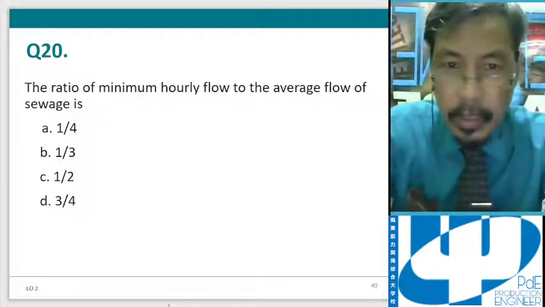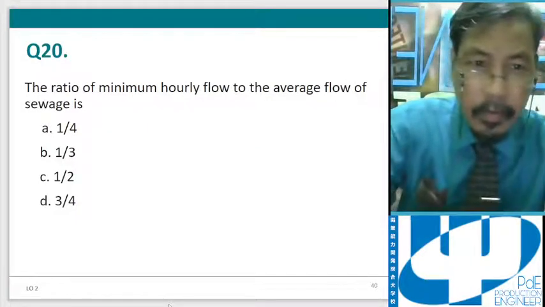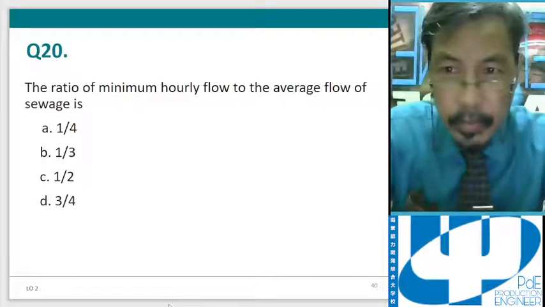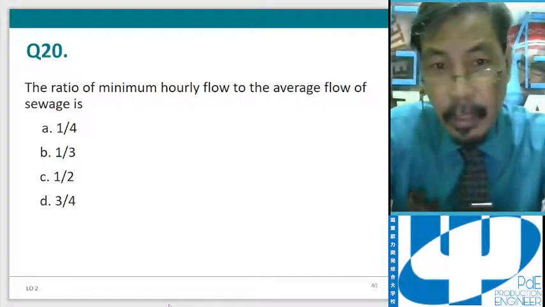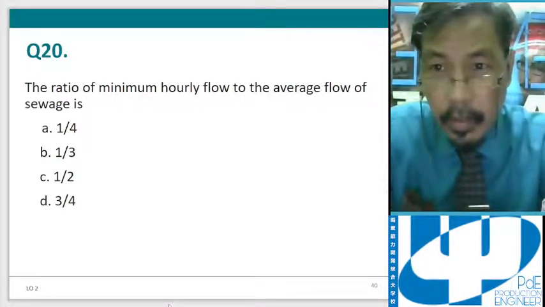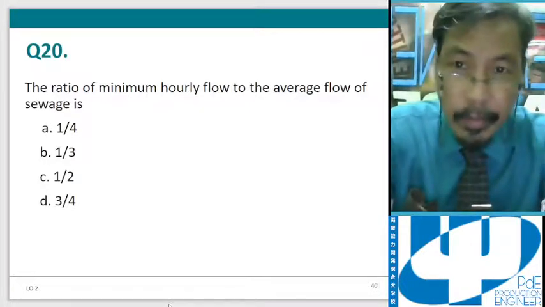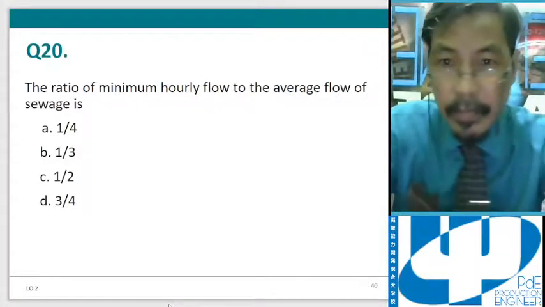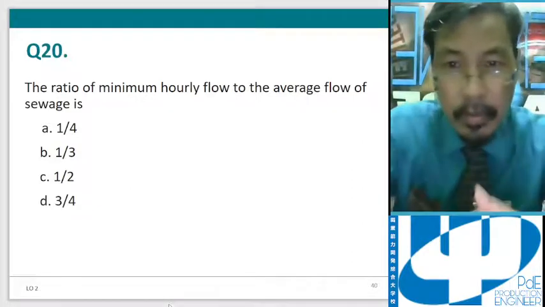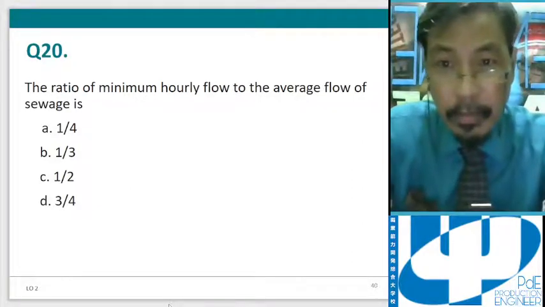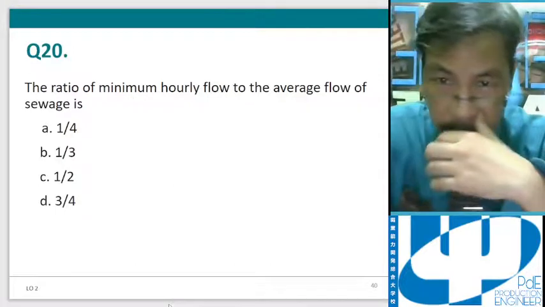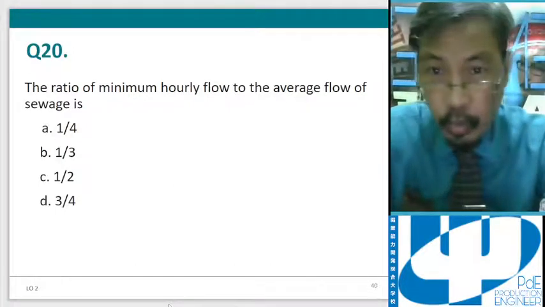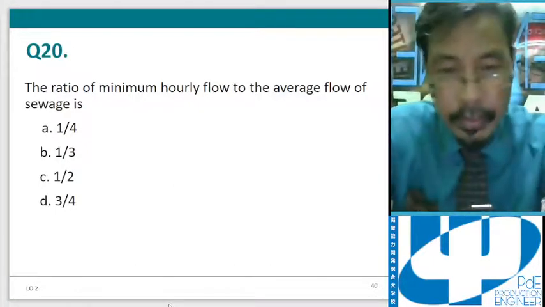Question 20. The ratio of minimum hourly flow to the average flow of sewage. Minimum to average flow. A while ago, we asked the question from maximum to average. So this is 2. This is 1/3.